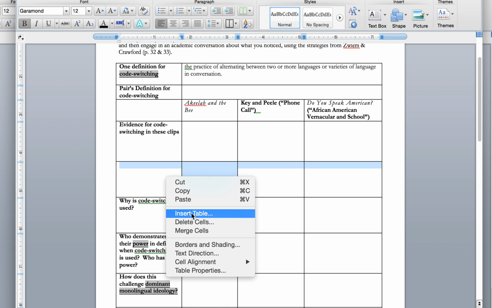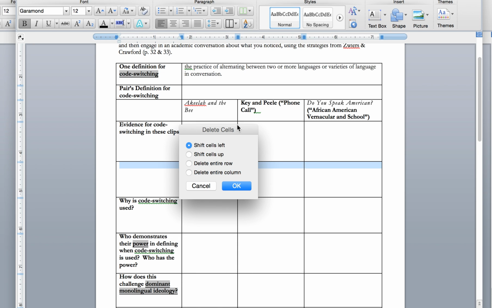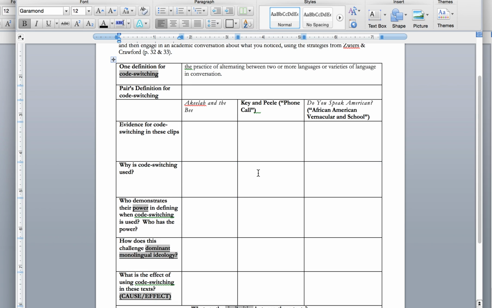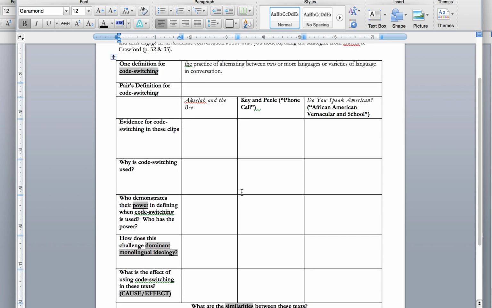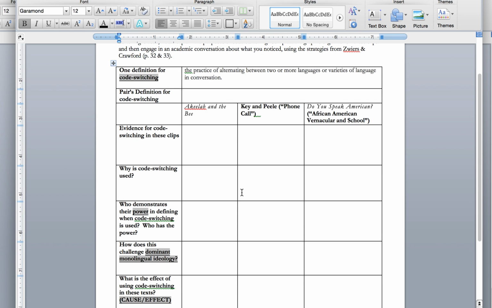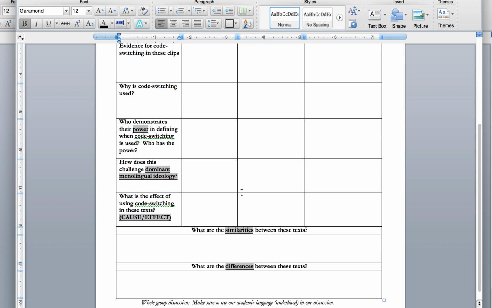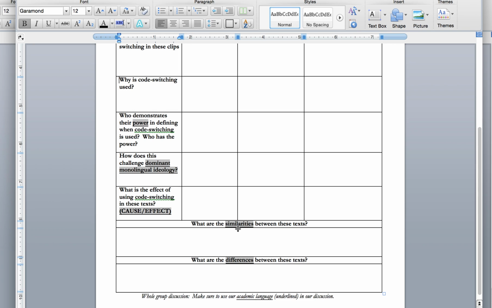And I think this is also a good practice for you to go through your handout with one other person and say, well, are we asking the same questions more than once? What's specifically needed here? And finally, what are the similarities between these texts? And what are the differences between these texts?